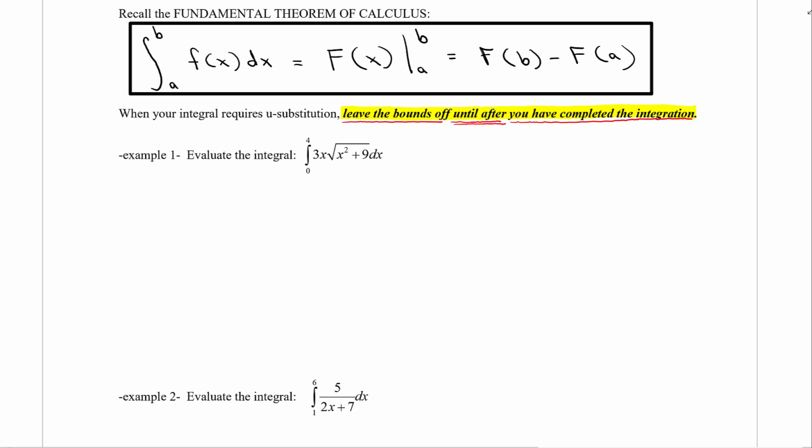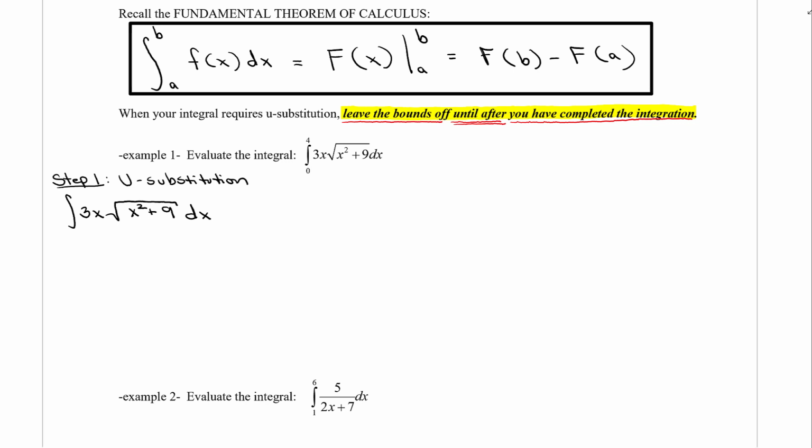Example 1, evaluate the integral from 0 to 4 of 3x times the square root of x squared plus 9 dx. Step 1 is going to be U substitution. First, we're going to have to identify that inner function. So I'm writing down the integral without the bounds, the integral of 3x times the square root of x squared plus 9 dx.